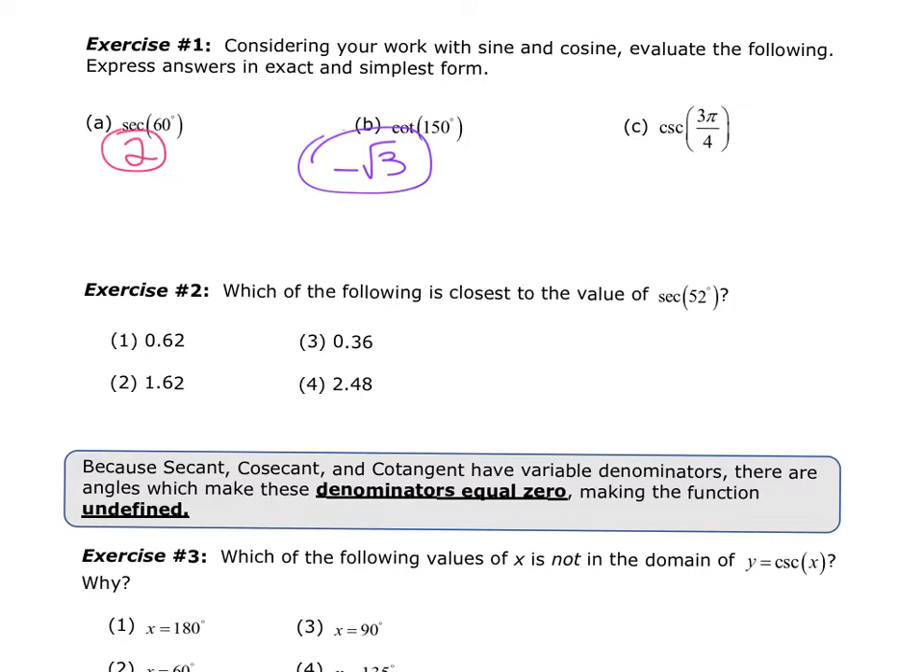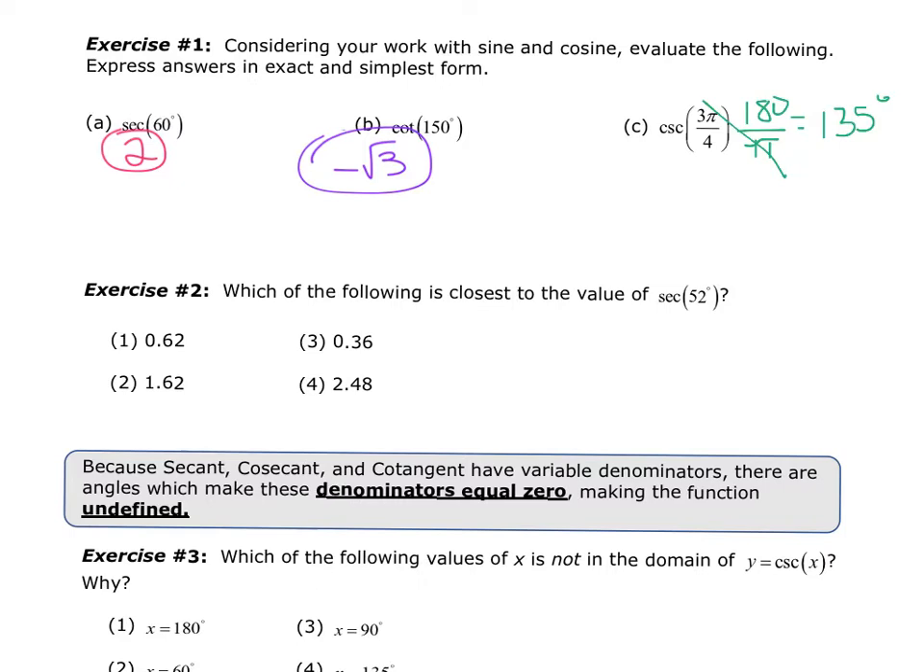Exercise 3 is asking for the cosecant of 3 pi over 4. Now, that is in radians. I need to convert it to degrees. So that's when we multiply it by 180 over pi. Those cancel. You do 3 times 180 divided by 4, and you should get 135. So we're finding the cosecant of 135 degrees.